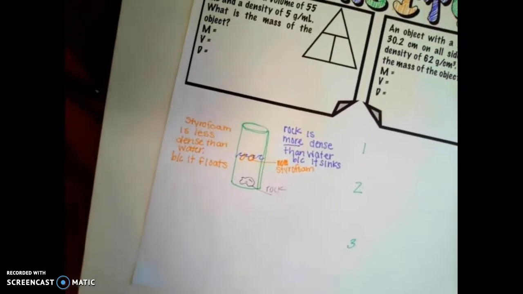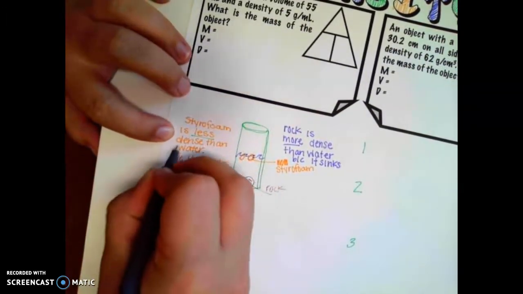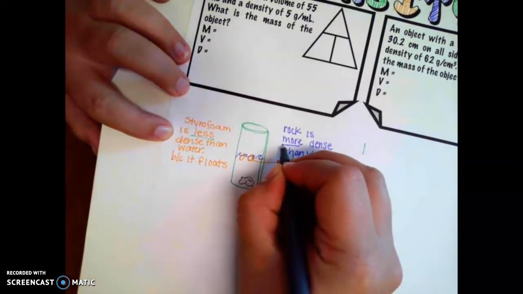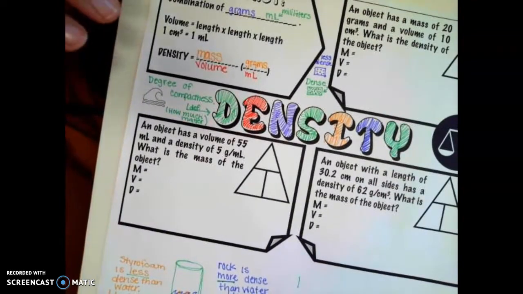Make sure you have this drawing. Remember, we know that styrofoam is less dense than water because it floats, and we know that the rock is more dense than water because it sinks. Okay? So let's go over here to this practice problem.